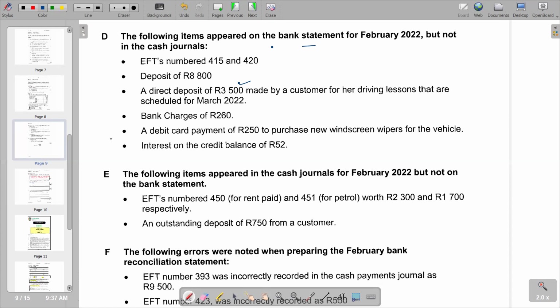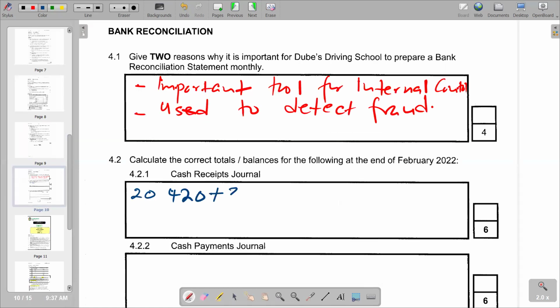So this is another item that you can get to know about when you get the bank statement. So we are saying it's on the bank statement, but not in the journal. So we need to update it in the journal with 3,500, and it's a direct deposit, which means we are receiving money. So it's supposed to increase the amount that we're having on the cash receipts journal. So we're going to say plus 3,500.